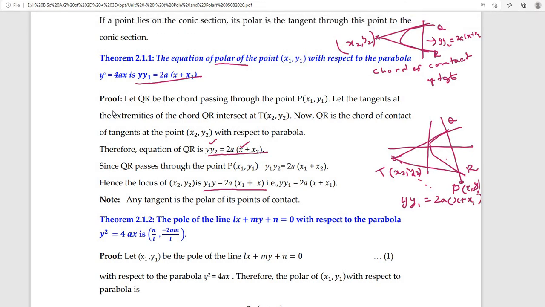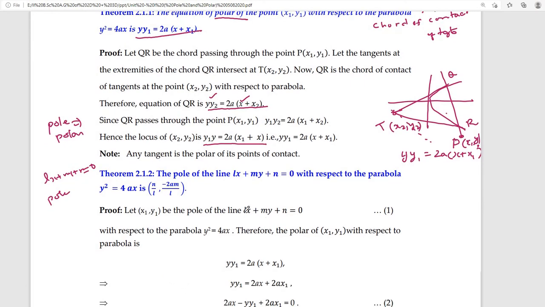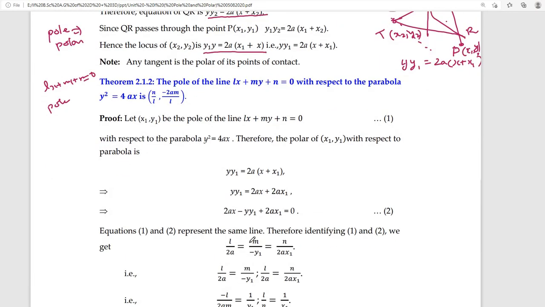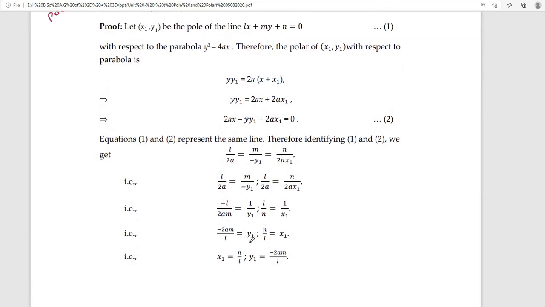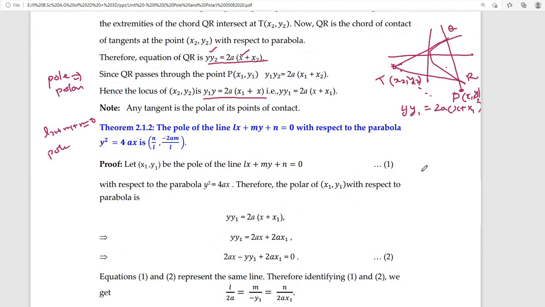Next, so far we had given the pole, we found out the polar. Now given the line Lx plus My plus N equal to 0, how do we obtain its pole? For this you will have to just identify the given line with the polar, and by identifying that and getting the values of (x1, y1) will give the pole. So we consider the given equation to be 1 and the equation of the polar to be 2.